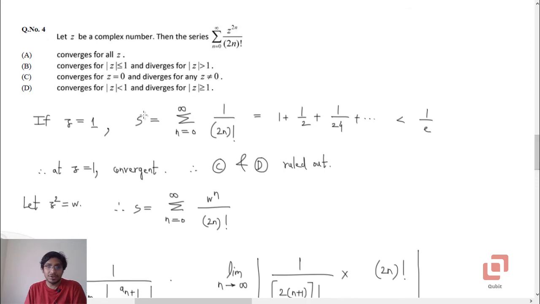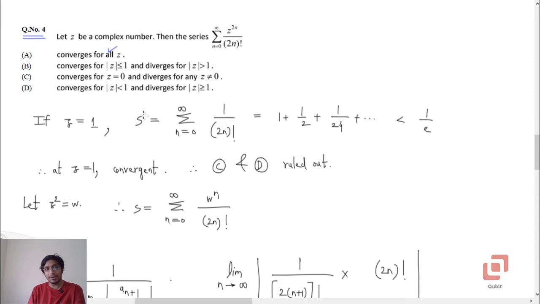Question 4 is based on infinite series as well as complex variables. Let z be a complex number, then the series summation as n goes from 0 to infinity z to the power 2n upon 2n factorial is: option A converges for all z, option B converges for mod z less than or equal to 1 and diverges for mod z greater than 1, option C converges for 0 and diverges for any other z, option D converges for mod z less than 1 and diverges for mod z greater than or equal to 1.